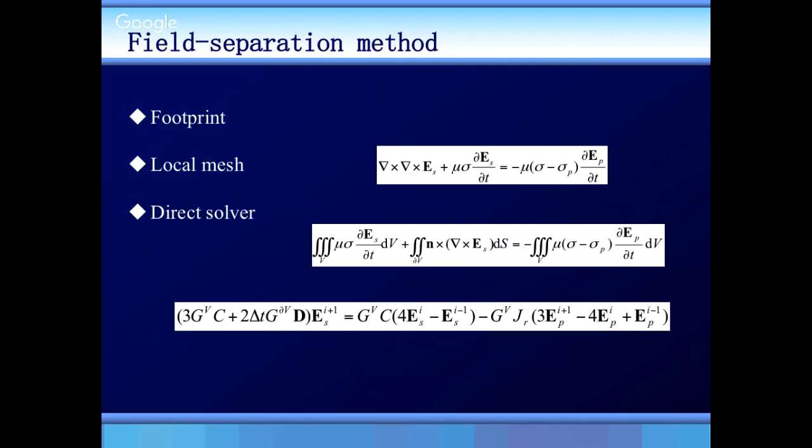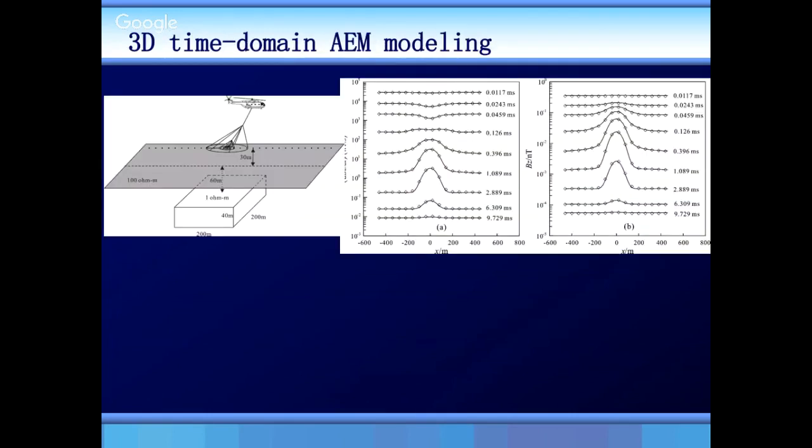In addition to this method, I also adopt the local mesh to further decrease the grid number. The local mesh has fine cells in the center and coarse ones far away. And additionally, a direct solver is used to solve this time domain equation. So I combine all these merits of these methods together to conduct a faster three-dimensional calculation. And now I will show one example.